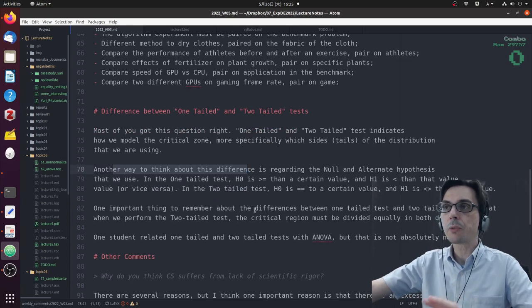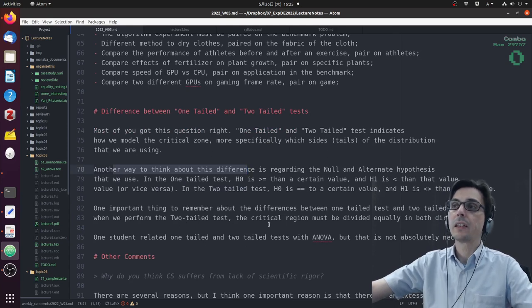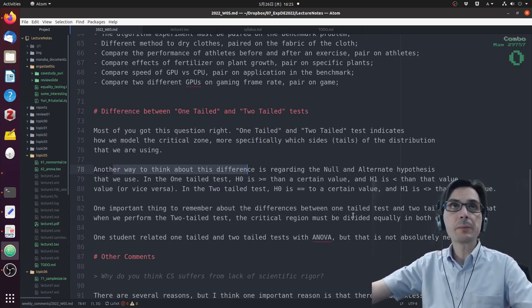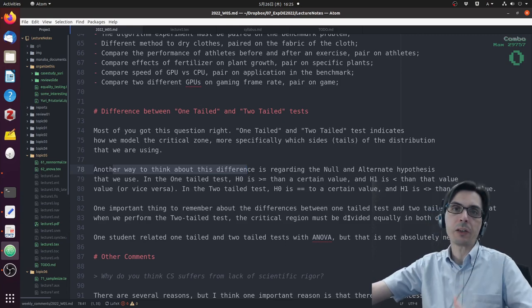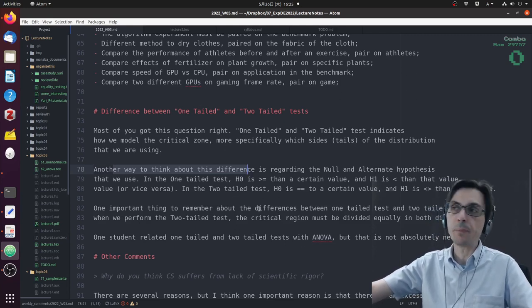One important thing to remember about the difference between one-tailed test and two-tailed test is that when we perform the two-tailed test, the critical region must be divided equally in both directions. So this is a difference about how we calculate the p-value for one-tailed test and two-tailed test.